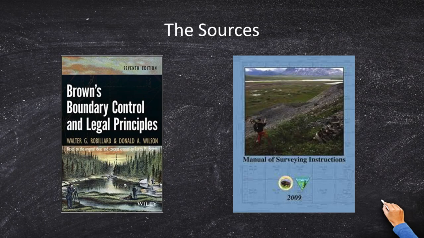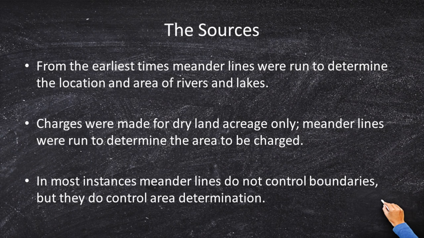So I open up my copy of Brown's, and I just start meandering around the pages. Well, let's see what it says. Number one, from the earliest times, meander lines were run to determine the location and the area, ding, ding, ding, of rivers and lakes. This is sounding promising. Charges were made for dry land acreage only. Therefore, meander lines were run to determine the area to be charged. Are you seeing a similarity here, guys? Dry area, land versus wet area, water. This is exactly what your client is asking for.